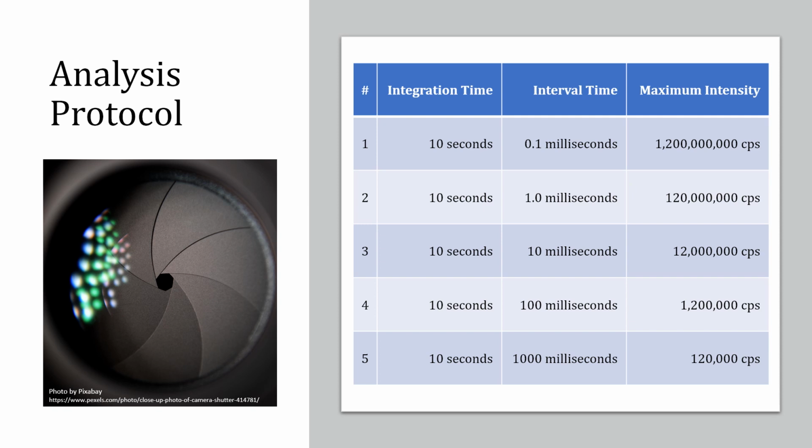So this shows us the integration time for each integration, as well as the interval time. So we started off with 0.1 milliseconds, then 1 millisecond, 10, 100, and 1,000 milliseconds. That would give us maximum intensities of 1.2 billion counts, 120 million counts, 12 million counts, 1.2 million, and 120,000 counts for each of those integration periods.